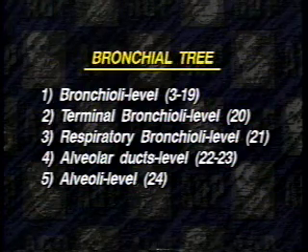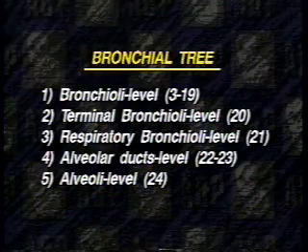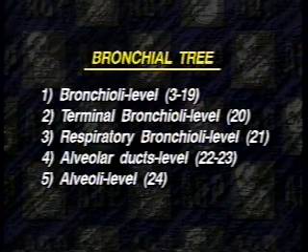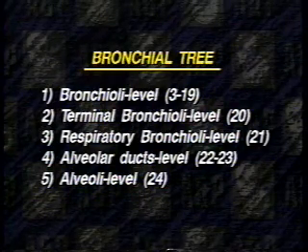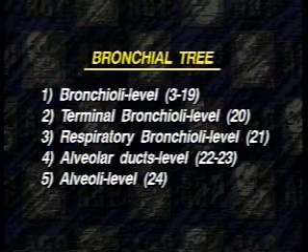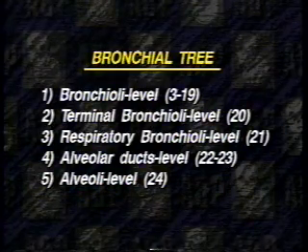The bronchioli have no cartilage in them. They are strictly smooth muscle. This is why they are able to collapse during an asthma attack. From the bronchioli, we go to the terminal bronchioli at level 20. From the terminal bronchioli, we go to the respiratory bronchioli at level 21. We then go to the alveolar duct and atria, and ultimately to the alveoli.